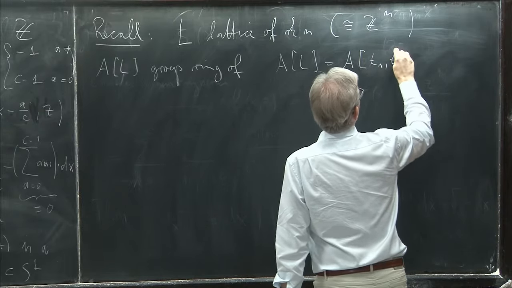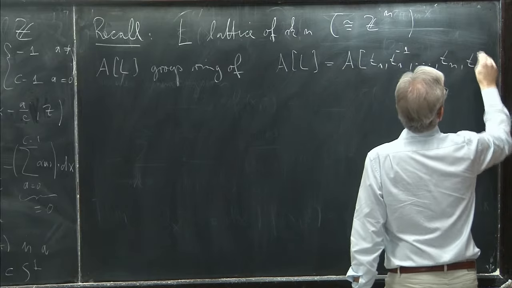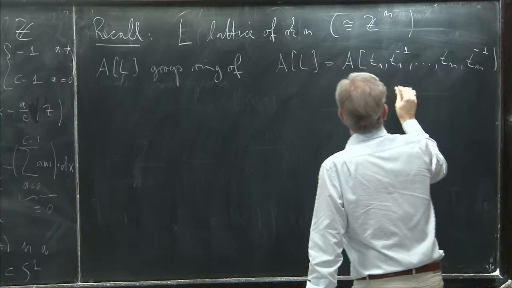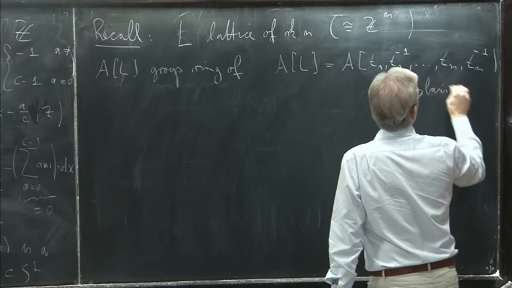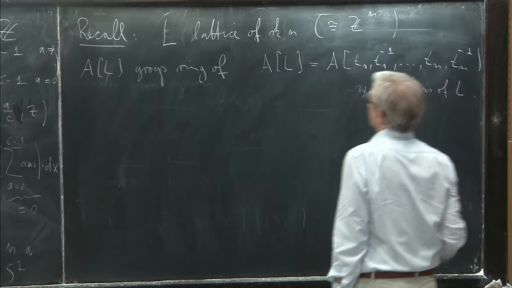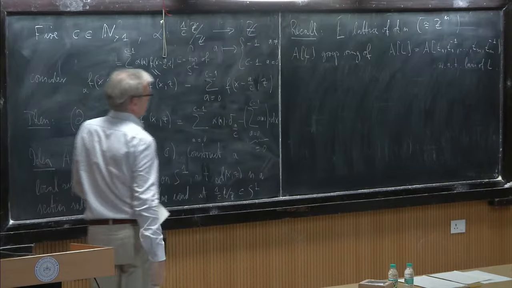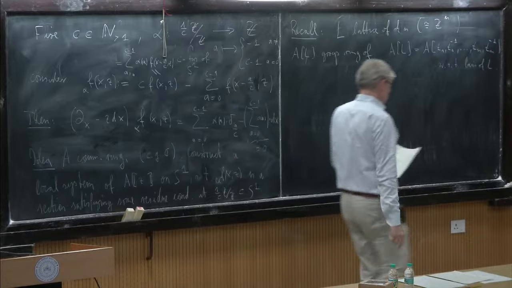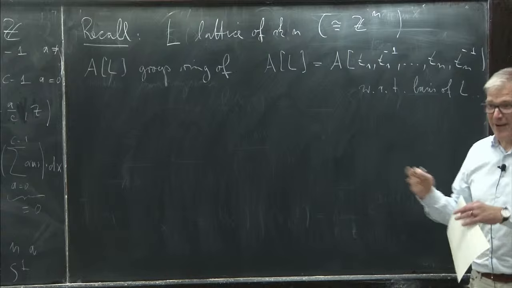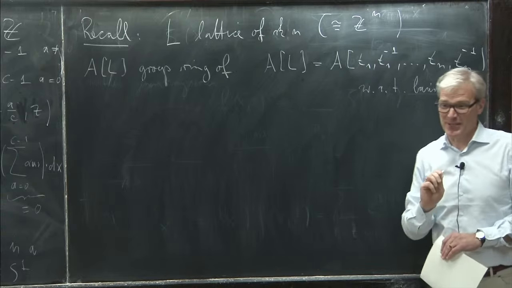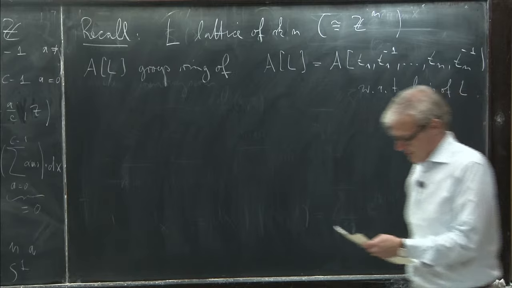T1 inverse up to Tn inverse, with respect to some basis of this lattice L. That's just somehow like a polynomial ring, not so hard to understand. On the other hand, I learned that Tiwari was a person interested in group rings, so it's very apt to have this in this lecture.